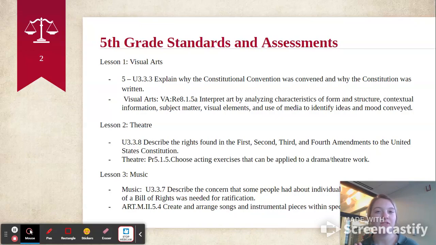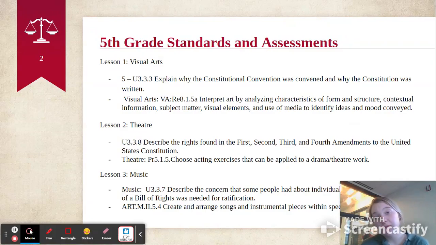Lesson 1 is going to be about visual arts. We're going to really be focusing on the Constitutional Convention, why it convened, the necessity of having a constitution in our country. And then we're going to interpret art by analyzing characteristics, form, and structure. We're going to be doing analysis and then responding using artistic language, which ties into the standard.